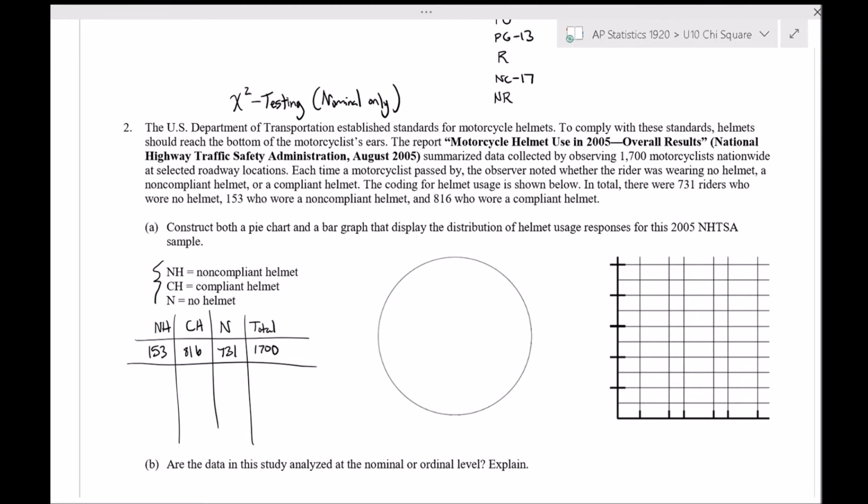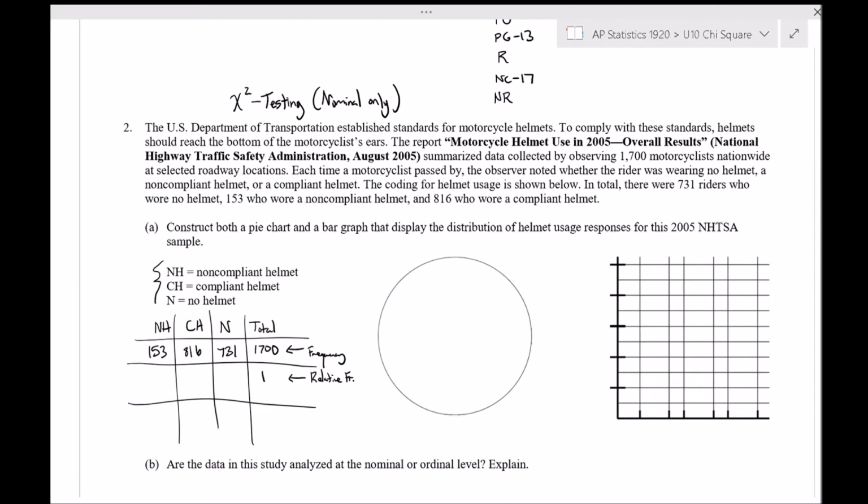So out of that total, I'm going to change that to a relative frequency. The values that we have here are frequencies, and I'd like to change them to relative frequencies. So we're going to divide by 1,700, and that should give me a 1 for that last one, the total. The total should add up to 1. So then these are going to be proportions.